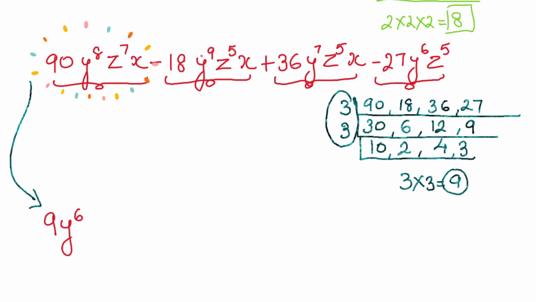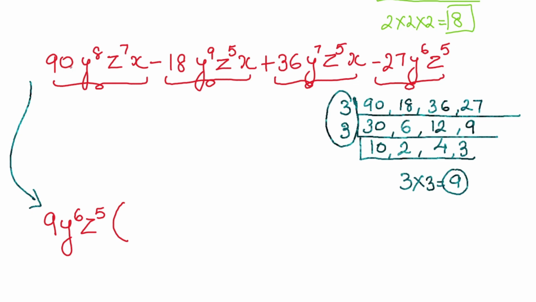This has 7 z's, this has 5 z's, this has 5 z's, and this again has 5 z's. So z raised to the power 5 is again common. This has an x, this has an x, this has an x, but the fourth term does not have an x. So we cannot take any variable in terms of x common. So our greatest common factor is 9, y raised to the power 6, z raised to the power 5. And now we're going to see what we are left with in the bracket.